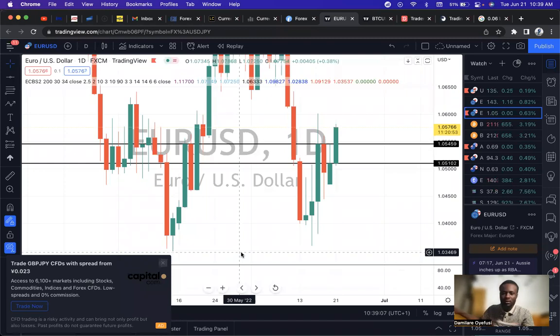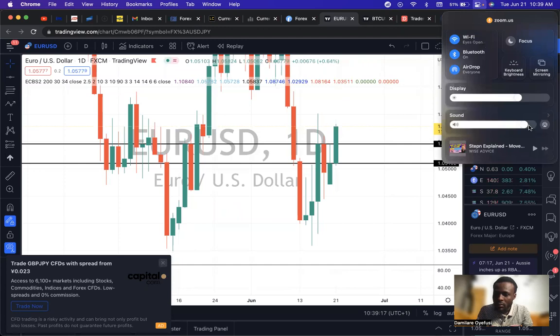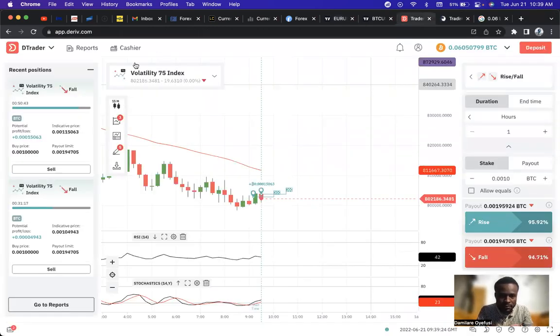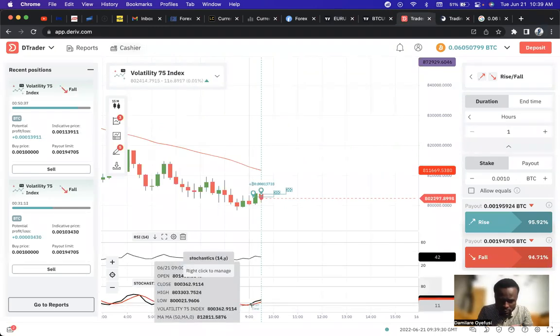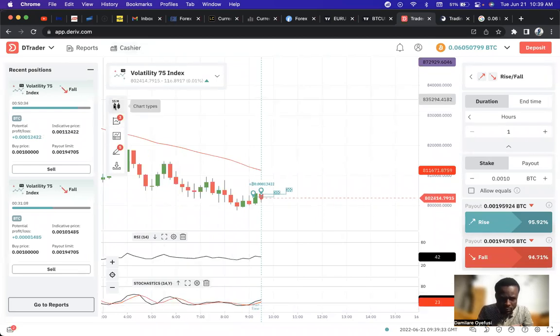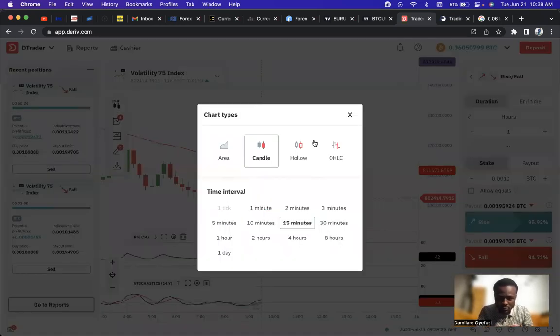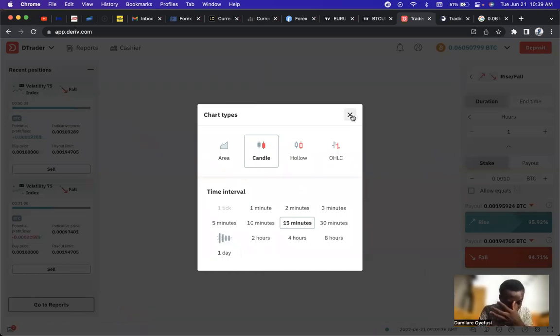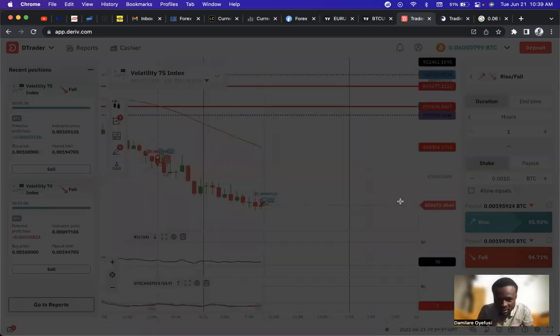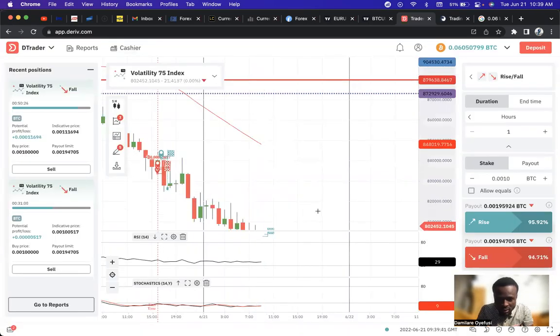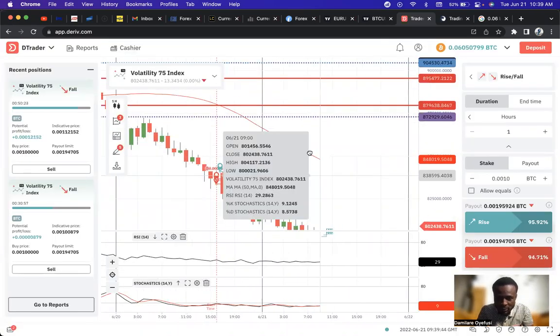Thank you very much. So on V75, I was thinking it's supposed to be a buy because if we look at the 1 hour time frame on V75, there's a very, very strong support on the 1 hour, sir. That is pushing the market up.